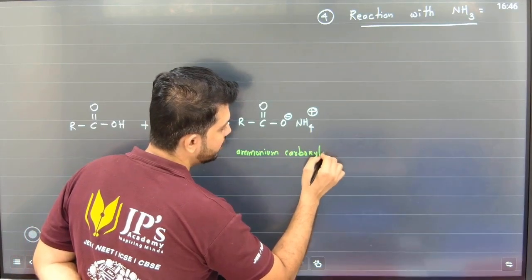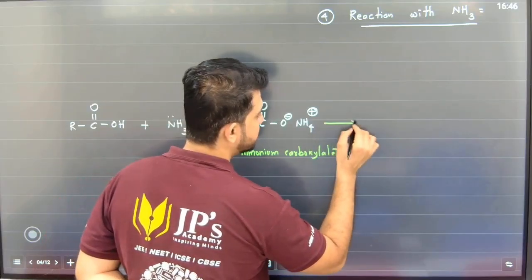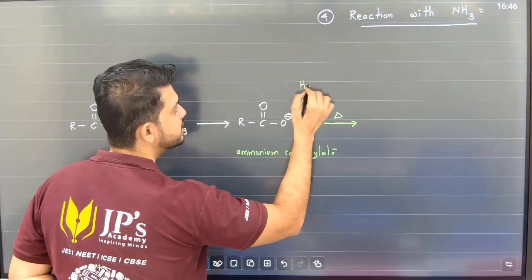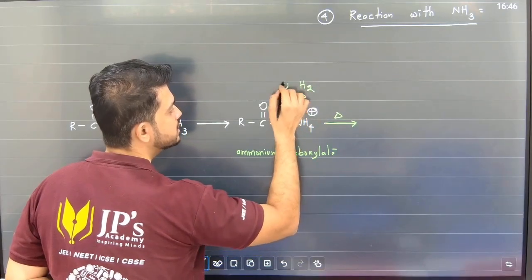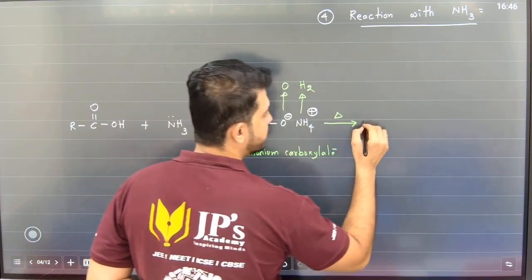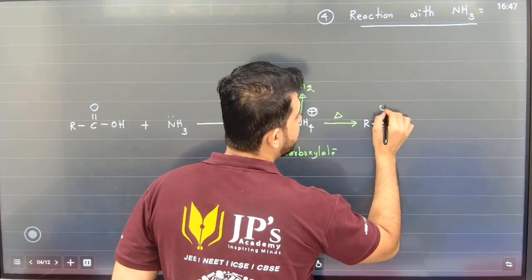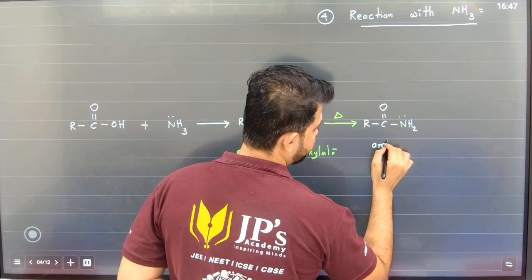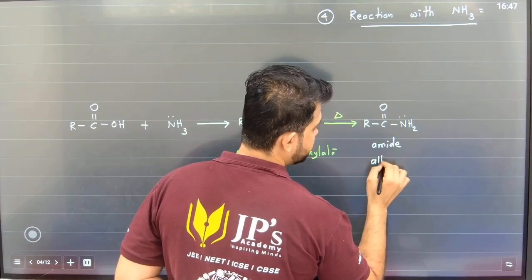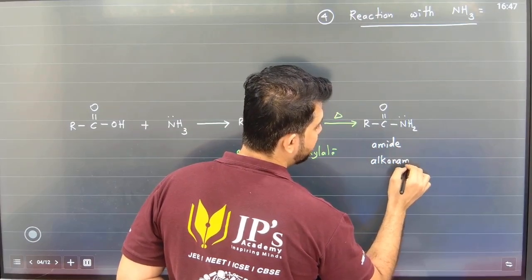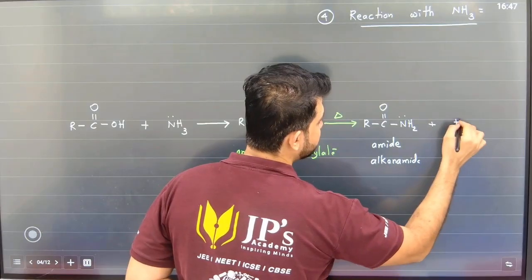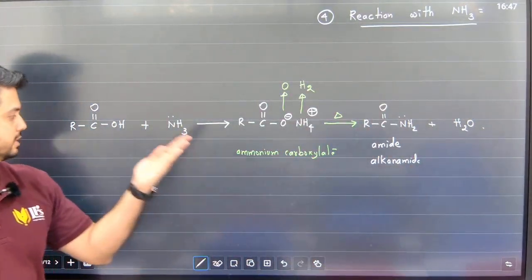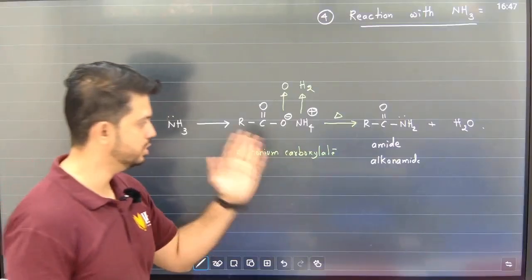And on heating, आप बोल सकते हैं, not the exact mechanism, डब्बा मैकेनिज्म आप कर सकते हैं कि यहाँ से हमने H2 निकाल दी, यहाँ से O निकाल दी, H2O चला गया. What we get here is amide. नॉमेनक्लेचर में हम इसे बुलाएंगे alkane amide, and we have H2O. So this converts carboxylic acids to amides.